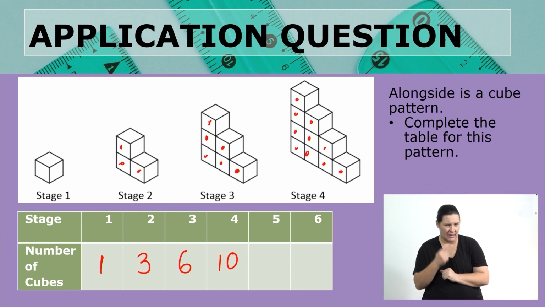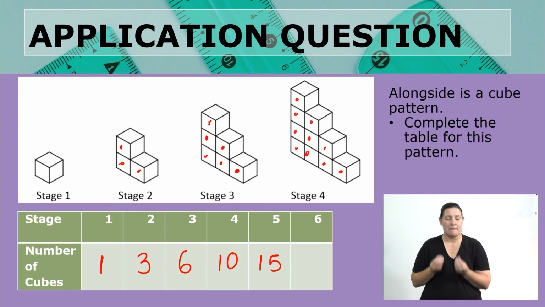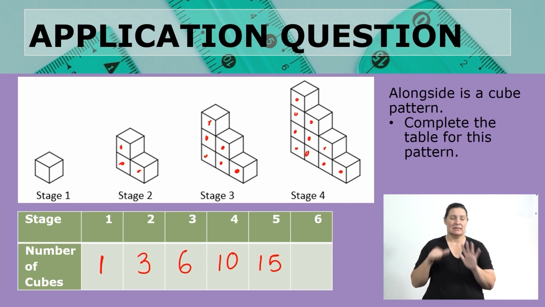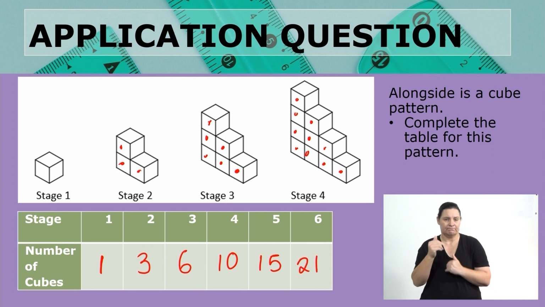What do you think is going to be in stage 5? If you are thinking of 1 plus 2 plus 3 plus 4 plus 5, then you are absolutely correct, which is going to give us 15 cubes in total. And what about the 6th stage? Yes, you are correct. We are going to say 1 plus 2 plus 3 plus 4 plus 5 plus 6, because now we are at the 6th stage, and that is going to be 21 cubes in total.